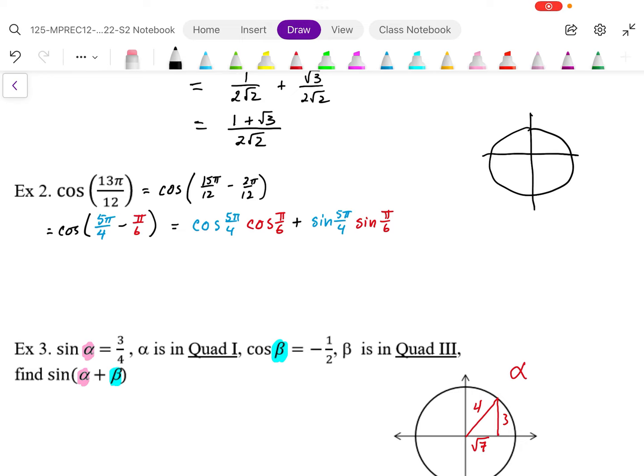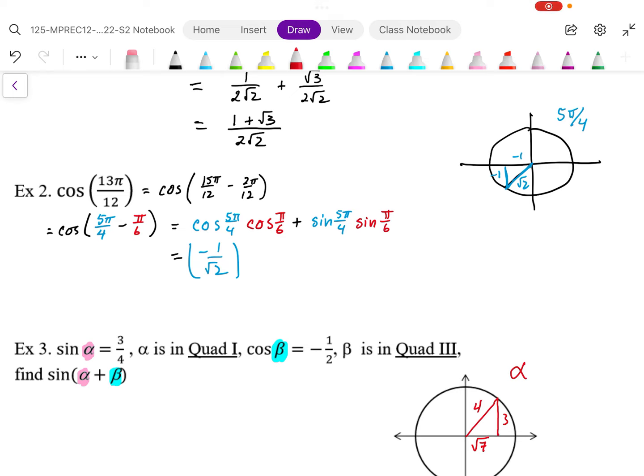For 5 pi over 4, we're going to be down here. This angle here is going to give us the 5 pi over 4. And so we're going to end up with -1, -1, root 2. It's in quadrant 3, so this cosine value is going to be -1 over root 2.